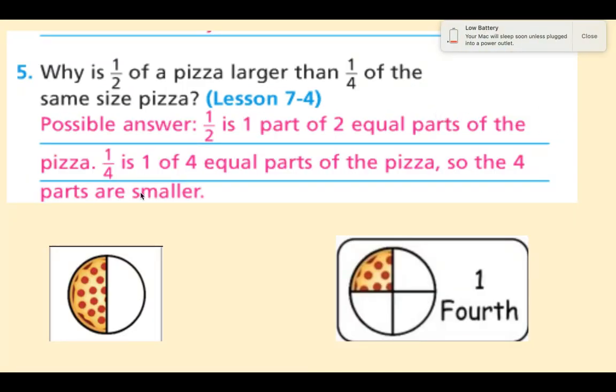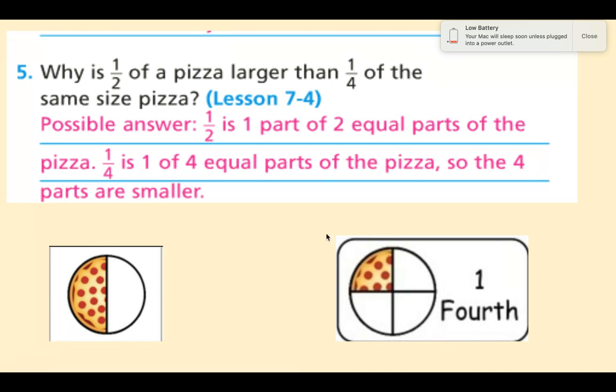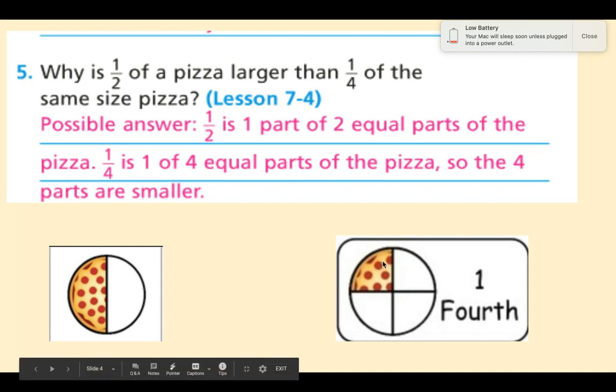Why is half a pizza larger? Because if you're sharing with only one other person, you would get this much. If you're sharing with 3 other people, you would get that much.